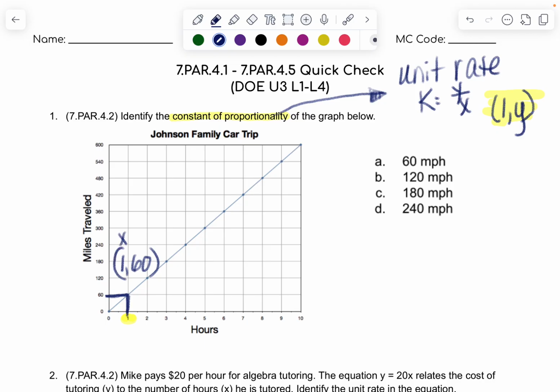This is our X, this is our Y. So we're going to take that ordered pair and write it using the ratio. So we've got K equals Y over X. Y is 60, X is 1, making the constant of proportionality here 60.